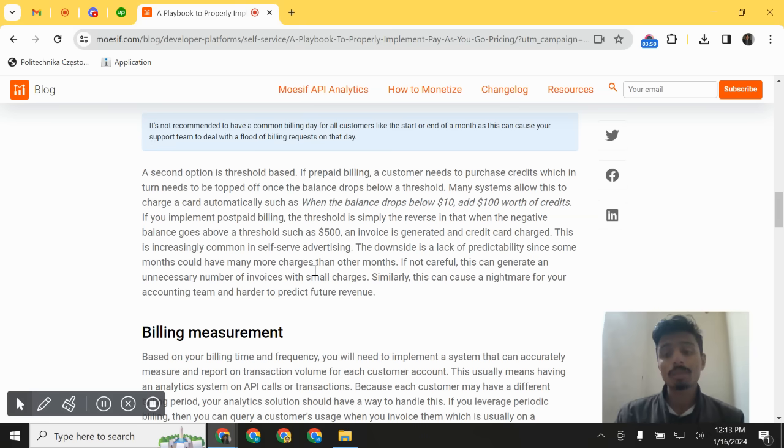That is, when the negative balance goes above the threshold, such as $500, an invoice is generated and the credit card charged. This is increasingly common in self-serve advertising. The downside is a lack of predictability, since some months could have many more charges than other months. If not careful, this can generate an unnecessary number of invoices with small charges. Similarly, this can cause a nightmare for your accounting team and make it harder to predict future revenue.